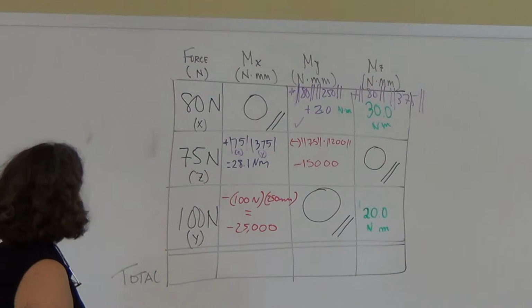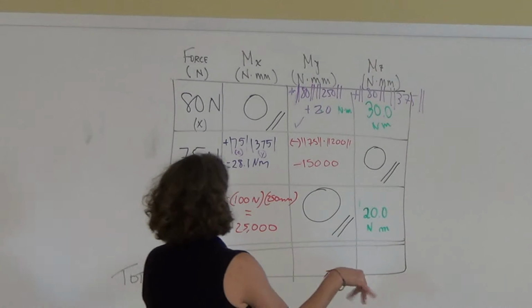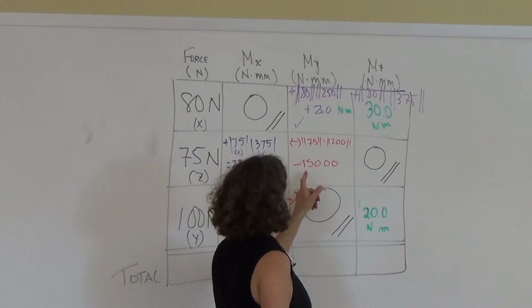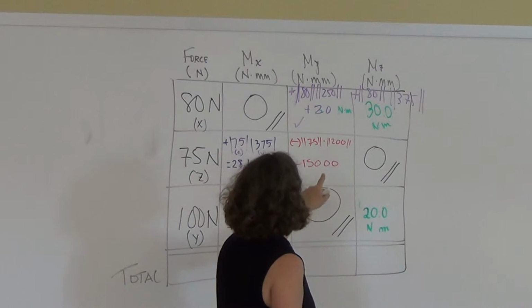Okay. Let's do 75 in the y. So 75, again, is in the z. I'm trying to find the spin about the y. The perpendicular distance would be in the x. It's times 200, and it's negative. Somebody get that?